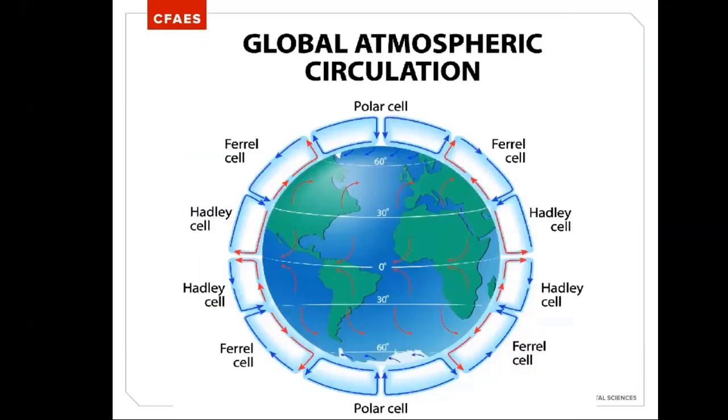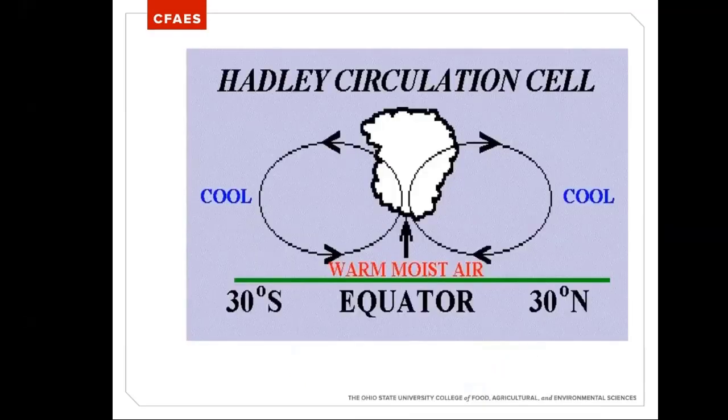If you look at the Hadley cell, at 30 degrees north, way out to the right, you've got sinking air. See how that air's sinking? Anytime you have sinking air, that's a high pressure system. As the air comes down, there's more of Earth's atmosphere sitting on top of it, so the pressure builds. That's high pressure. High pressure is associated with dry weather because there's no water vapor high up in the atmosphere.